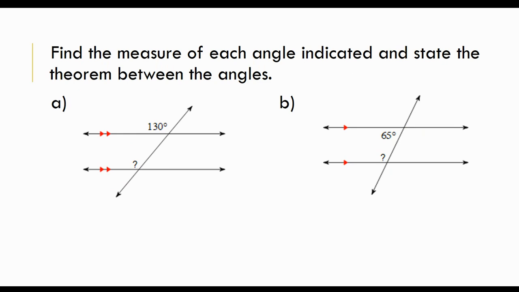So notice that in part A, I have my parallel lines because of those markings. We are given one angle to be 130 degrees. The angle that I want is what's questioned here. Well, notice 130 is on the left of the transversal and it's exterior. The angle that I want is inside and it's also on the left. So both of these are same side, but with one being exterior and one being interior, they are corresponding.